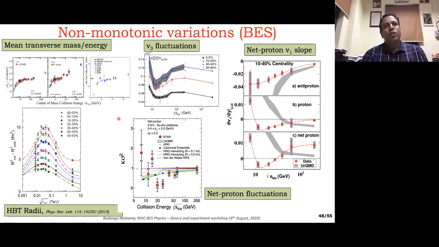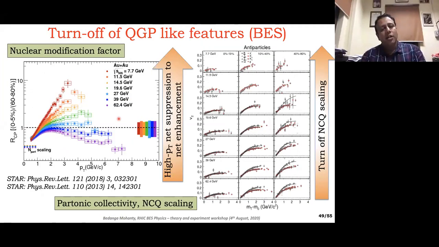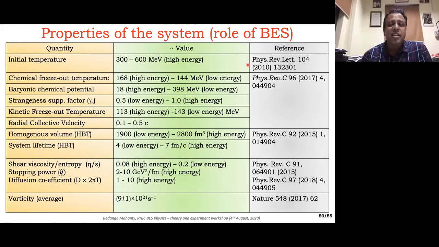We have also gone on to see some turn-off of QGP-like features in the experimental data. For example, the nuclear modification factors at high pT, up to the highest we could measure, seem to go from net suppression to net enhancement. Or the turn-off of the NCQ scaling, as I discussed: the baryon-meson separation seems to be vanishing as we dial down to lower energies. It has also added to our understanding of the properties of the medium.